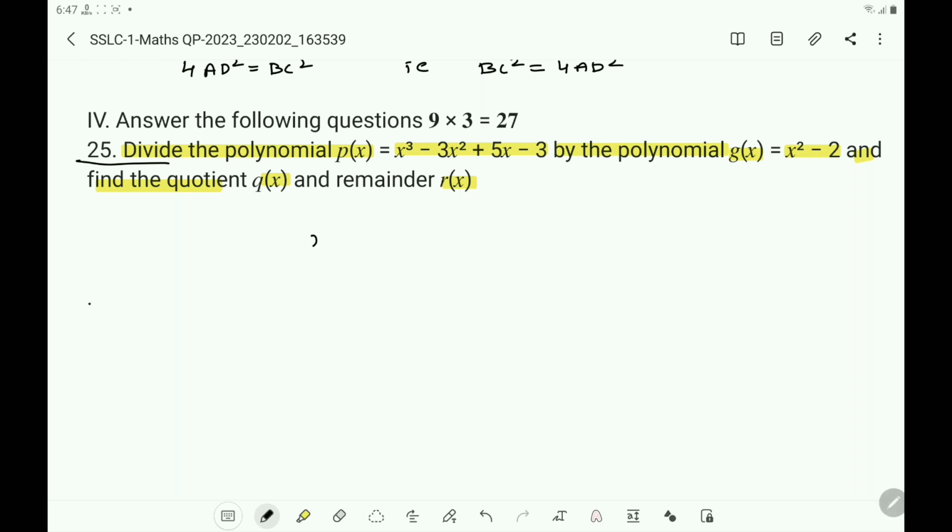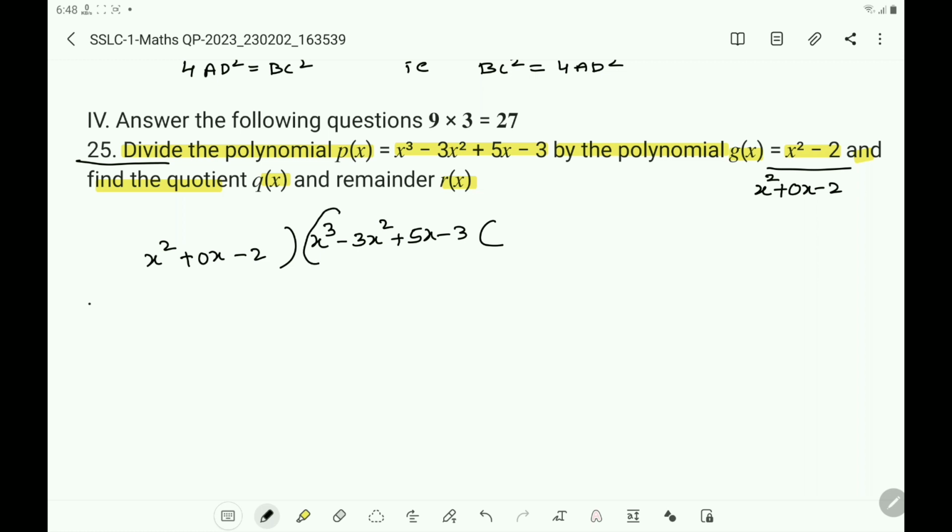What is that? x cube minus 3x square plus 5x minus 3 is to be divided by x square minus 2. So you write this x square minus 2 in the form of x square. Here x is not there, so you write x square plus 0x minus 2. So you write this as x square plus 0x minus 2. That becomes convenient for you.